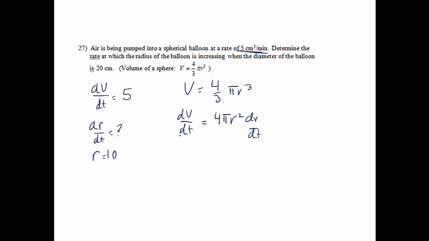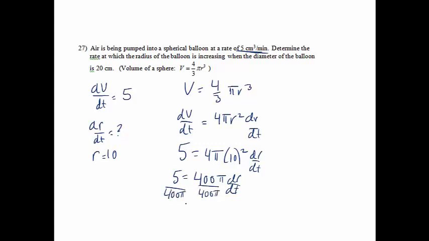Now from here, we're just going to plug in information. dv dt was 5. Then I have 4 pi. r was 10. And then we're solving for dr dt. So this will be 5 equals 400 pi dr dt. We'll divide both sides by 400 pi.